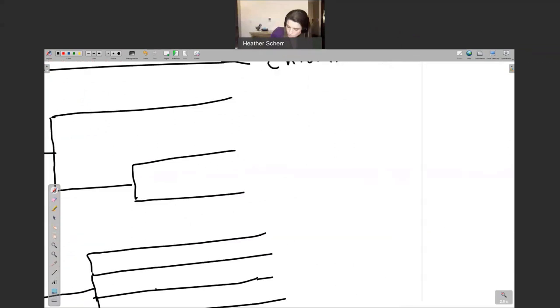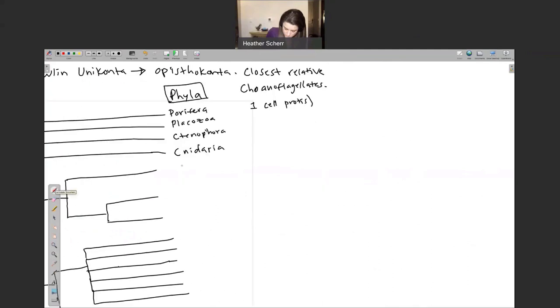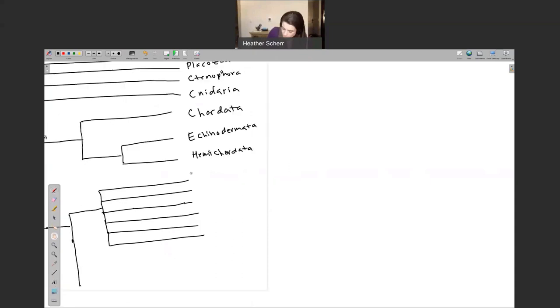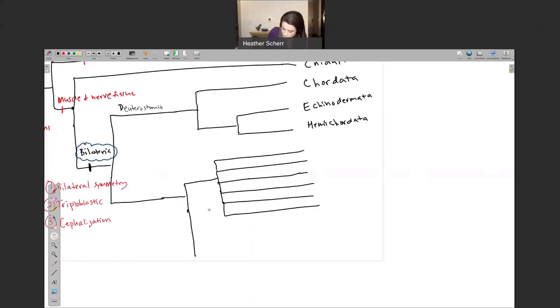Mostly these are classified by molecular genetics. I'm going to write that on there, but we have the Chordata, we have the Echinodermata: sea stars, sea urchins, sand dollars, sea cucumbers, basket stars, brittle stars, sea lilies. Hemichordata, acorn worms. That's the Deuterostomia.